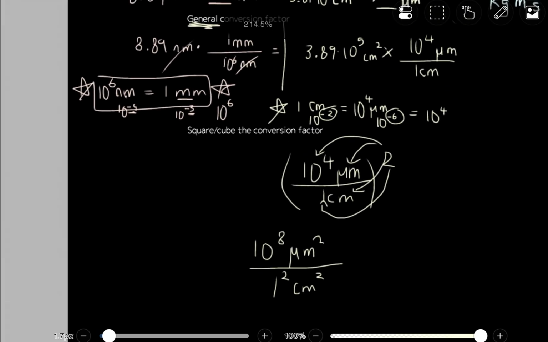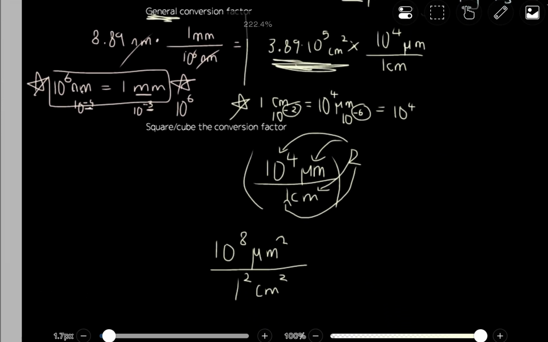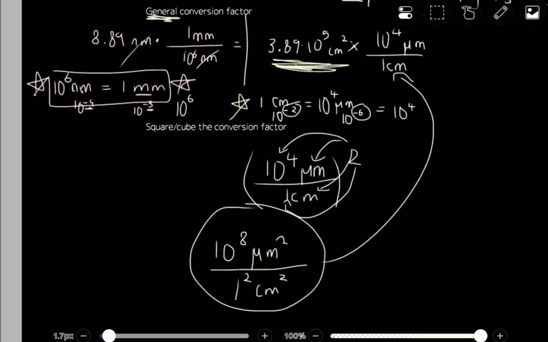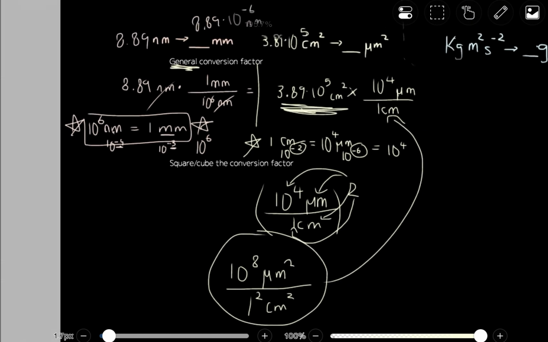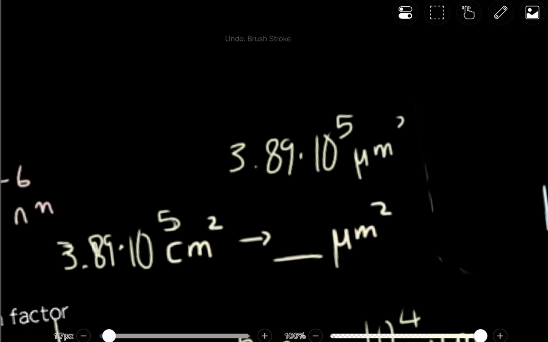What you're going to do is multiply this number with your new conversion factor, and your answer will end up being 3.89 times 10 to the power of 5 micrometers squared.